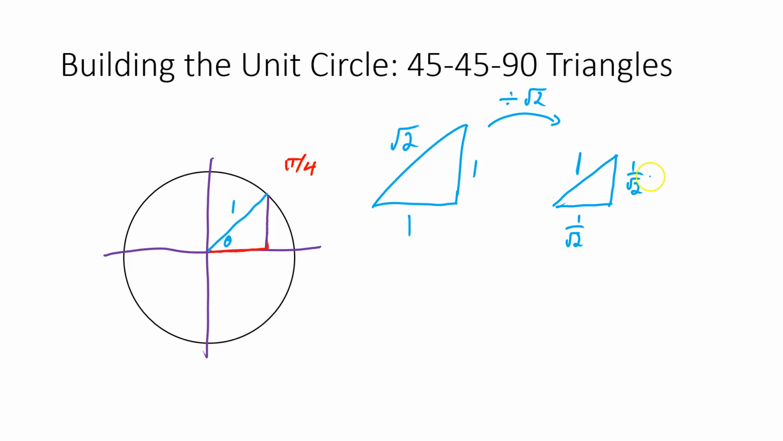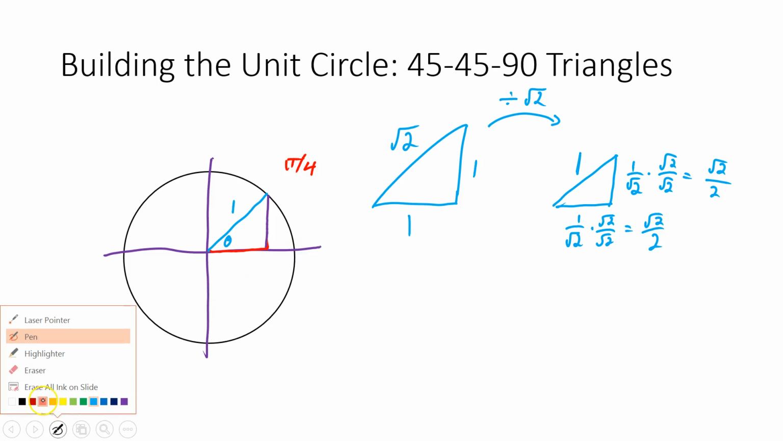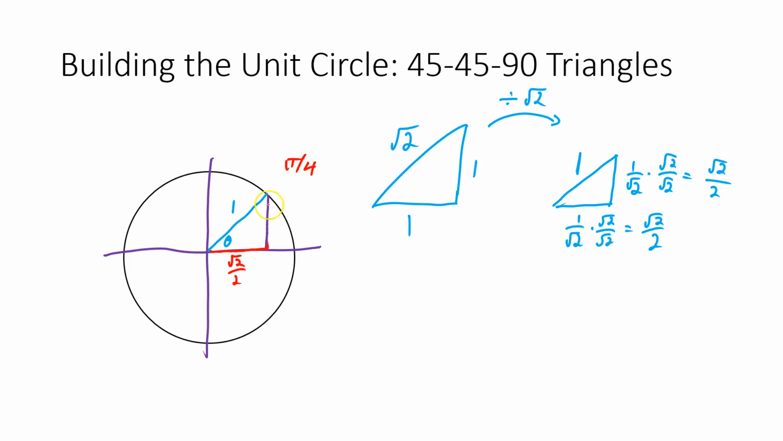But we don't like roots in the denominator, so you multiply by root 2 on the top and on the bottom. And both of those are going to be root 2 over 2. So what we've just found is the legs of this triangle. That red value is root 2 over 2, and that purple value is also root 2 over 2. So this means that the cosine, which is the x-coordinate, so cosine of pi over 4, is root 2 over 2, and sine is also root 2 over 2.